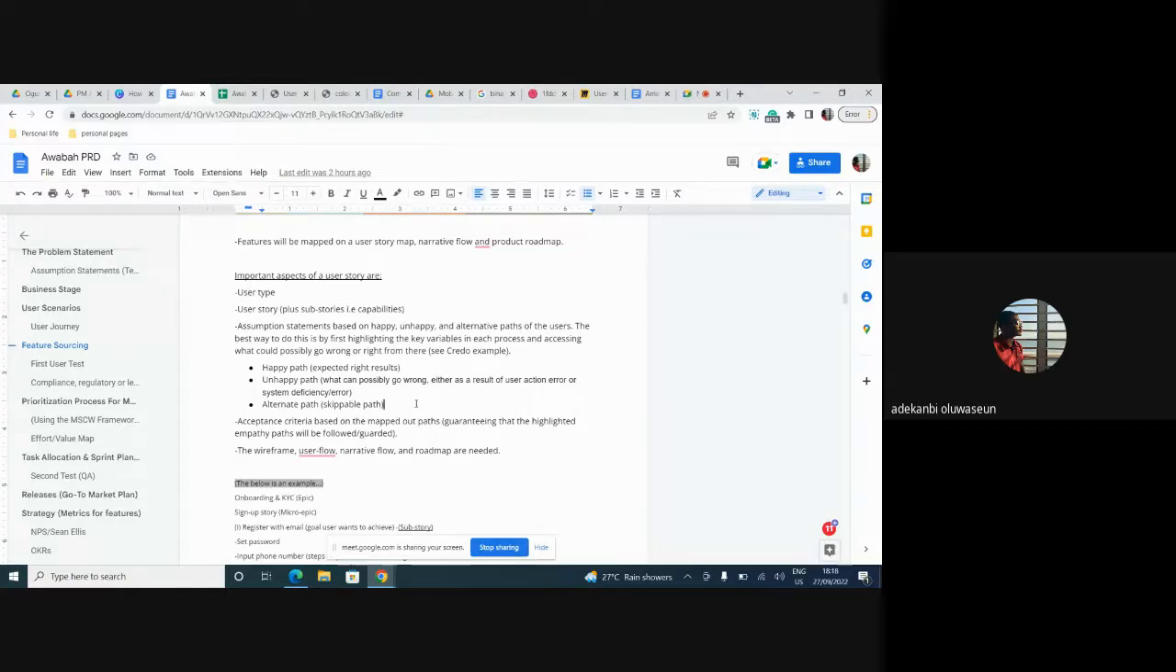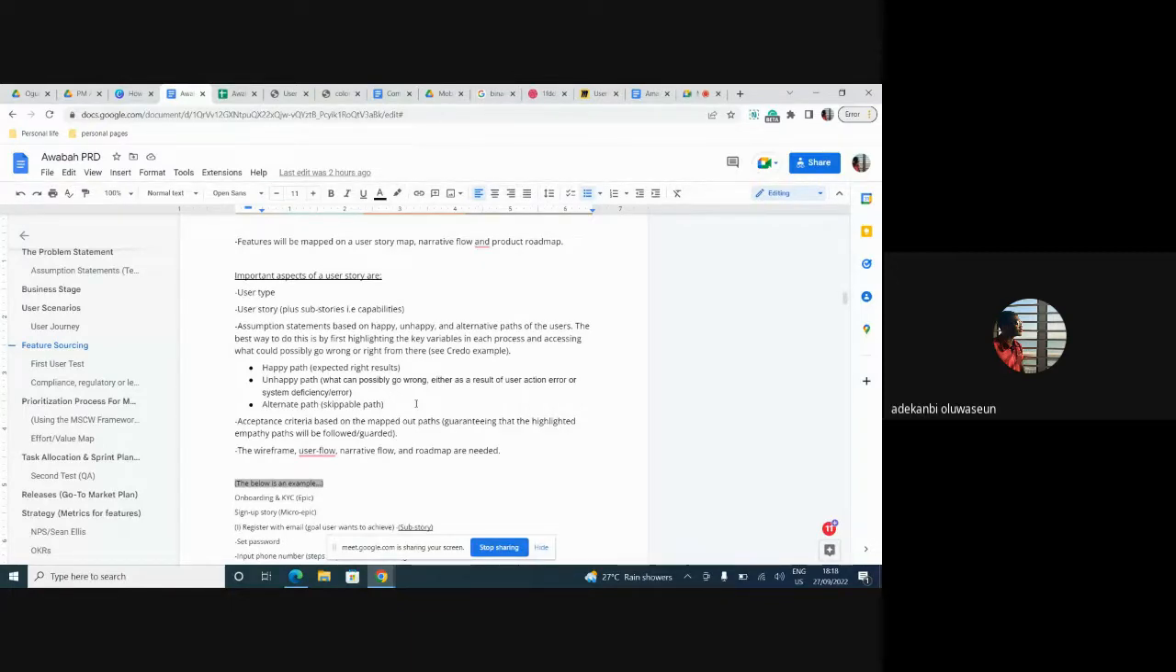So that's what the assumption takes care of. The assumption takes care of the good, the bad, and the ugly. Like, what happens if they do the right thing? What happens if they do the wrong thing? What happens if our system or our server is down? Or what happens if the APIs are not responsive? What next? Those are the things you're now writing under your assumption statement.